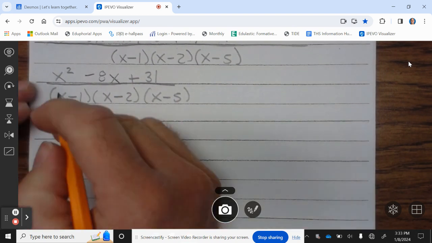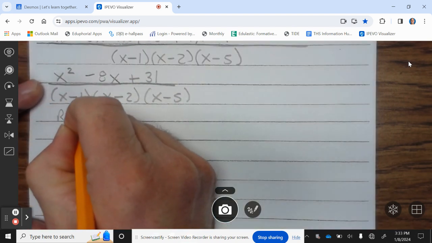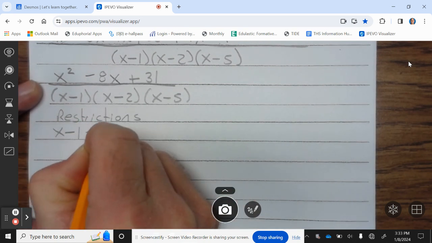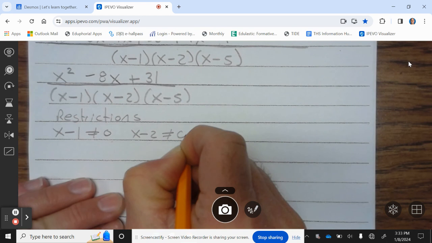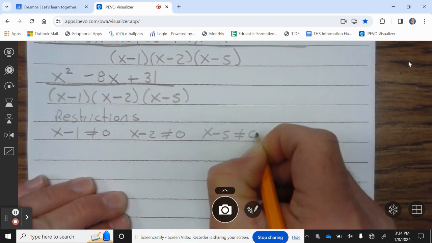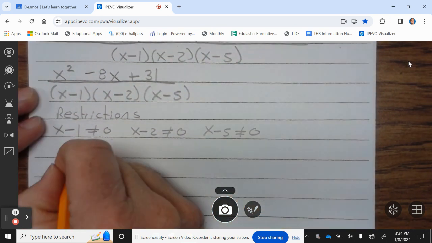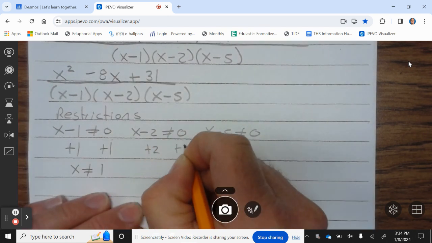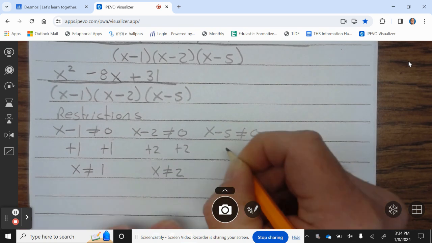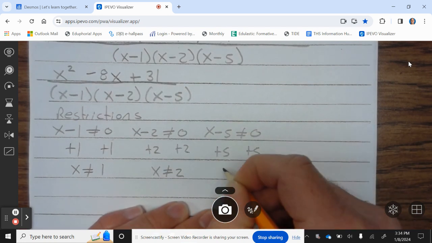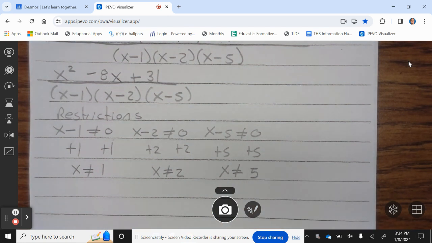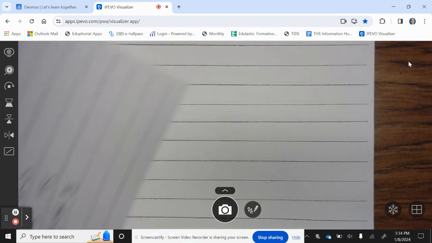Okay, now for the restrictions, we set x minus 1 not equal to 0, x minus 2 not equal to 0, x minus 5 not equal to 0. So we add 1 to both sides, you get x not equal to 1. Add 2 to both sides, you get x not equal to 2. Add 5 to both sides, you get x not equal to 5. Okay, go ahead and finish it up. All right, let's take a look at the next example.